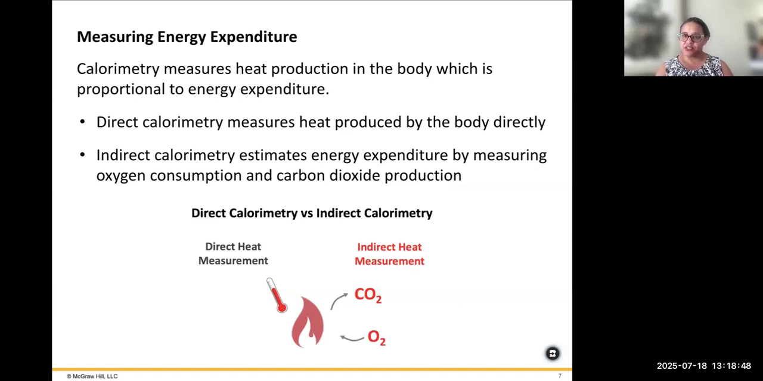Calorimetry measures heat production in the body, which is proportional to energy expenditure. So direct calorimetry measures heat produced by the body directly. So just with a thermometer, somebody's exercising, their temperature obviously gets raised. Indirect calorimetry estimates the energy expenditure by measuring oxygen consumption and carbon dioxide production. So if you see somebody running and they have this mask on, they're in a lab, they're measuring how much oxygen they are using, how much carbon dioxide they are producing.